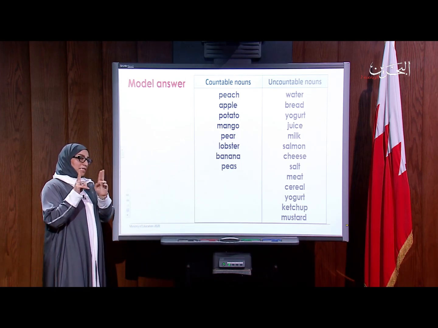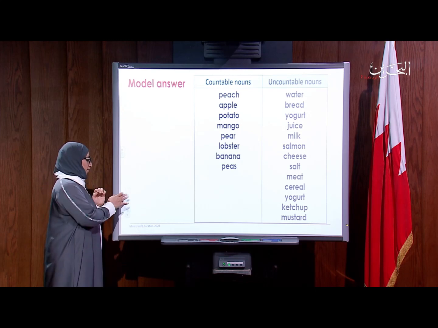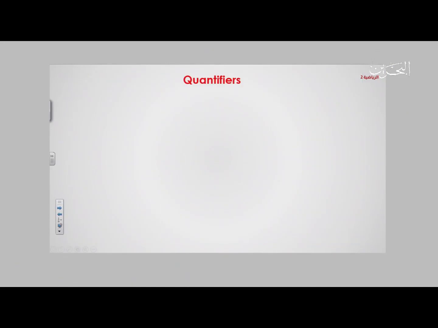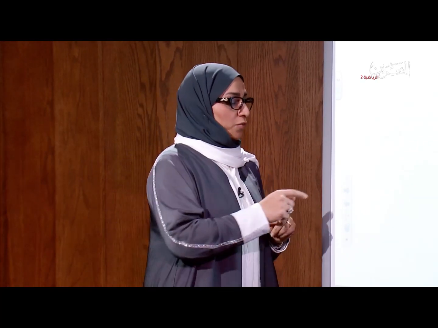We will go to the second part of our lesson. Quantifiers. Have you ever heard the word quantifiers, or does it come from a word you know? Maybe some of you will say, yes, I've heard this word before, or it's related to a word I know. Let's find out. I'm sure some of you know the meaning of this word.